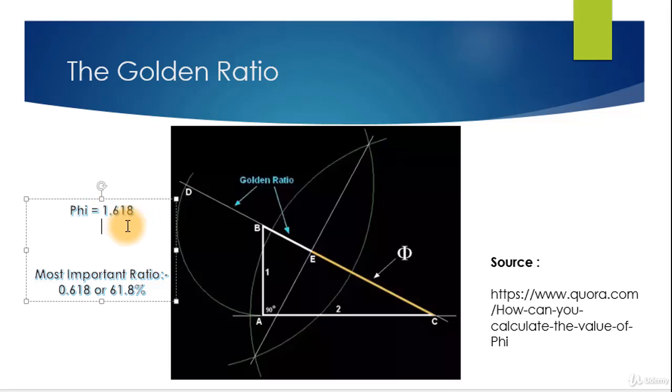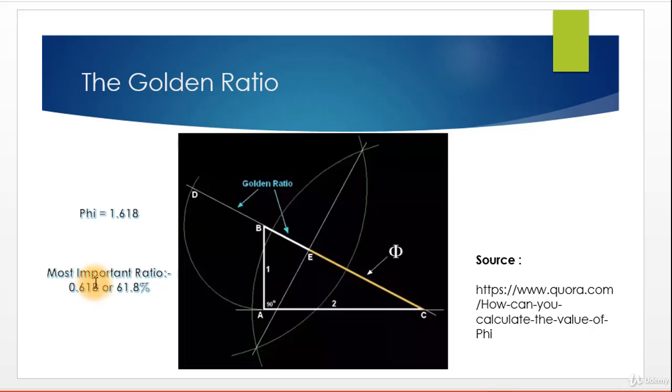I would like you to write this down anywhere. The most important ratio, which is the reverse of phi, is 0.618, also known as 61.8%. I would like you to write this down, the most important ratio, and I'll show you why this is the most important thing in just a minute. So what is the golden ratio?